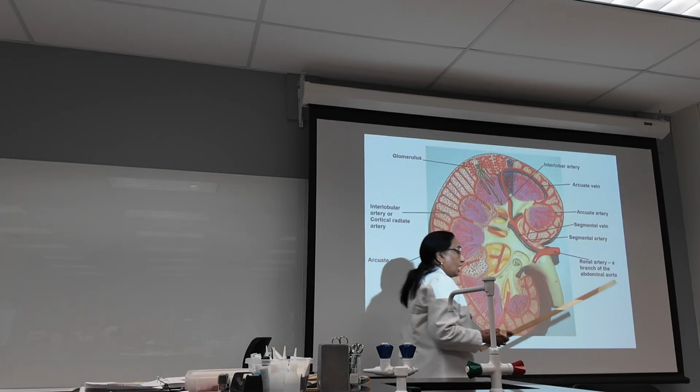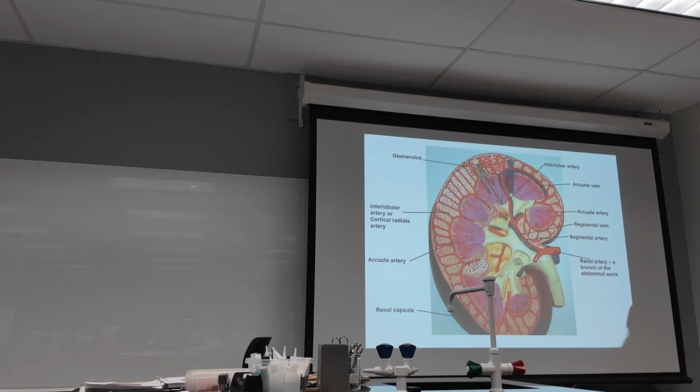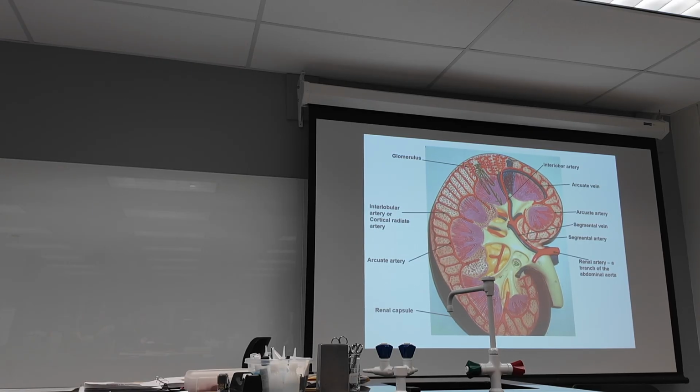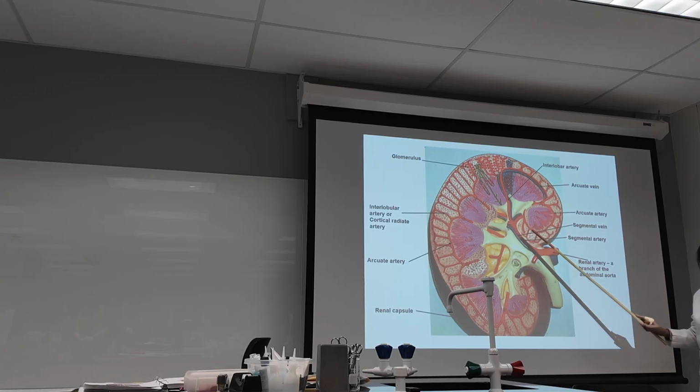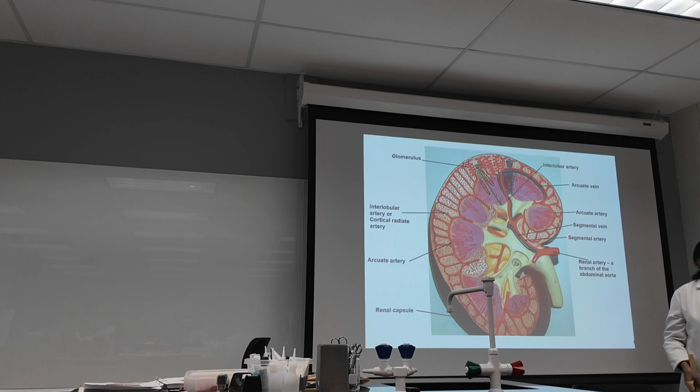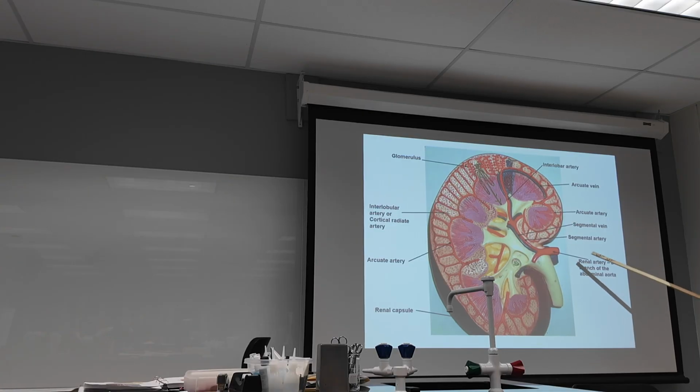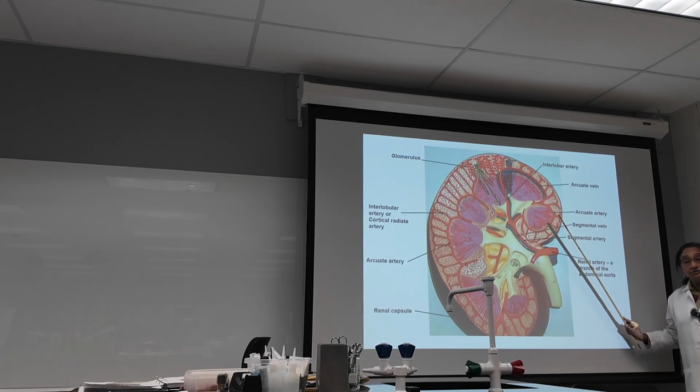So let me tell you how blood flows into the kidney. Both kidneys receive about 20 to 25% of the cardiac output. Very important organ, it is filtering the blood. The cardiac output is about 5 liters per minute, so almost 1.5 to 2 liters per minute goes to the kidney. So renal artery, which is a branch of the aorta.